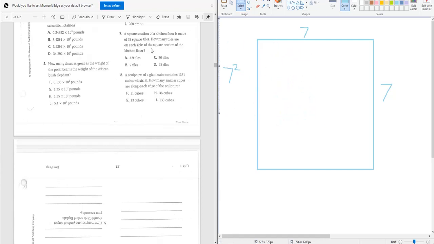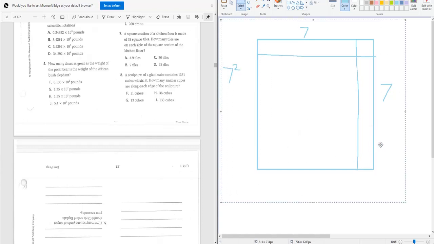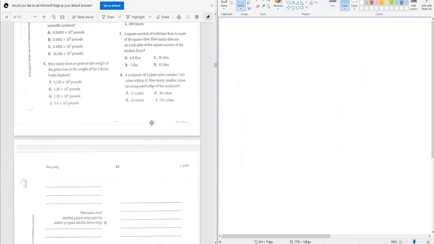But 49 tiles on a square floor, and I know that the tiles are going to be the same all the way across and all the way across. It's a 7x7 board. That one's more of a logic question than anything else. Or you could draw it out. Otherwise, it's mainly a logic question.